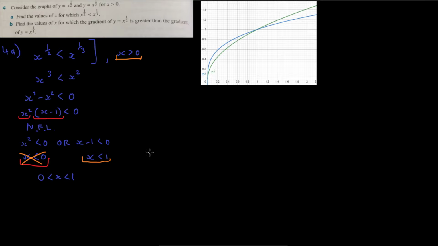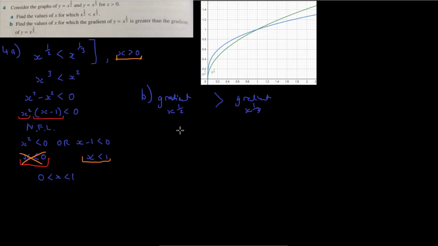Nice. Alrighty, let's look at question B now. Find the values of x for which the gradient of y equals x to the half is greater than the gradient of y equals x to the third. So we want the gradient of x to the half is greater than the gradient of x to the third.